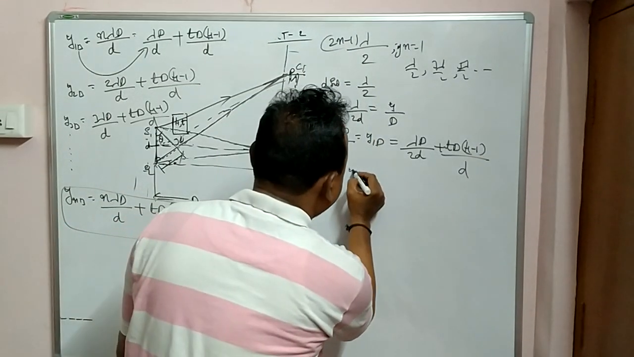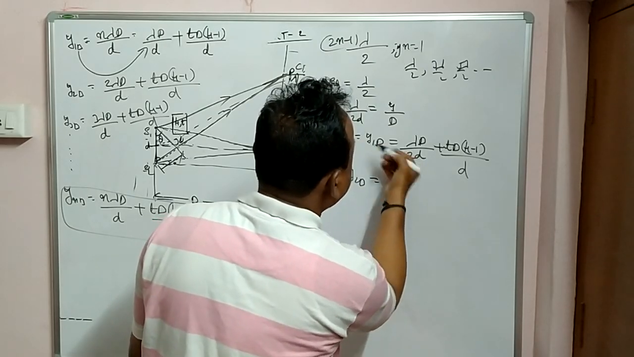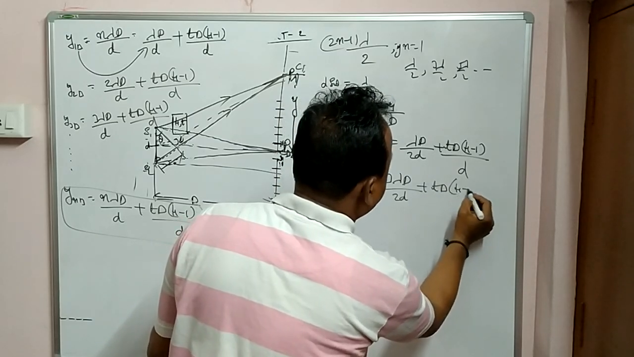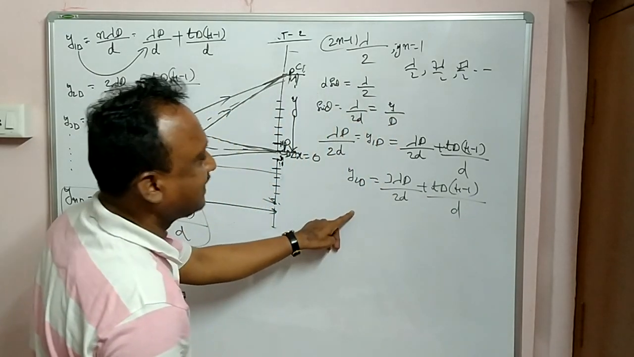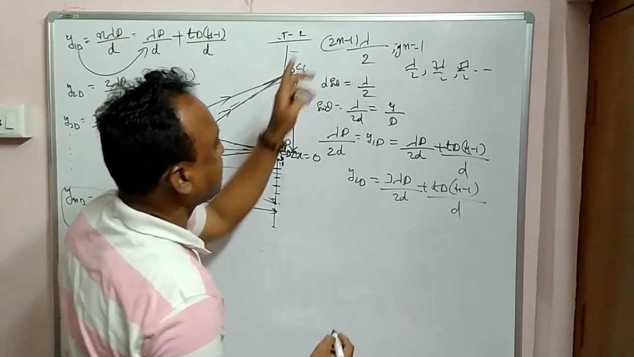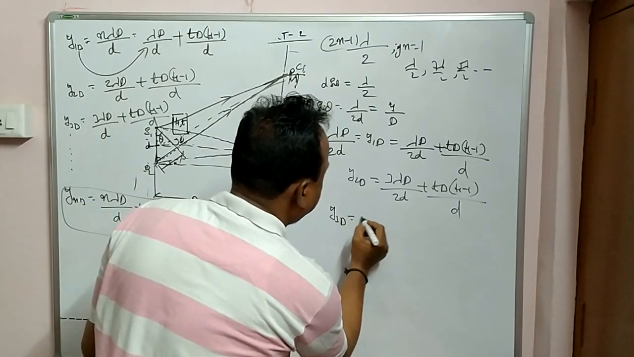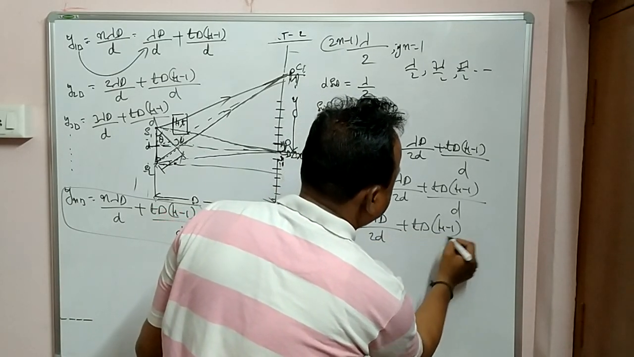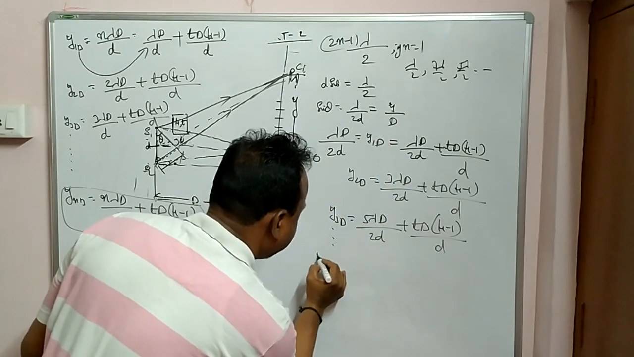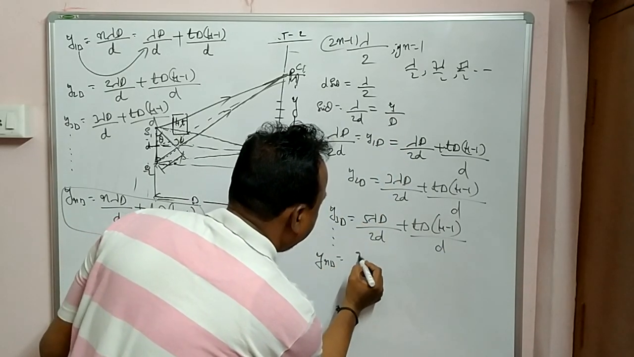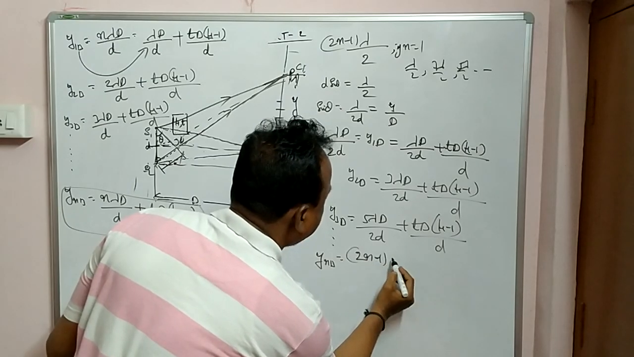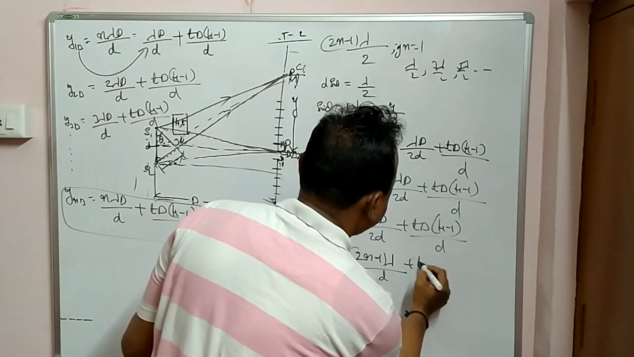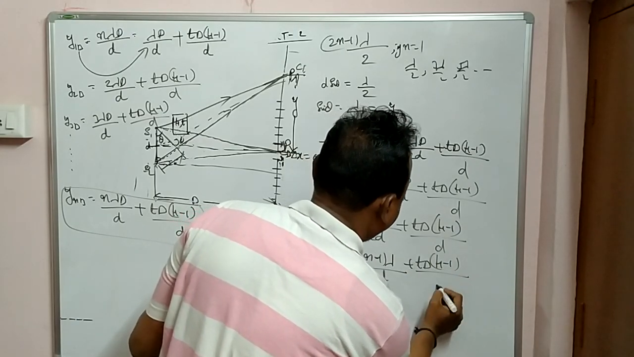అలాగే second dark ఎంత అవుతుంది? 3 lambda d by 2d plus td into mu minus 1 by d. అలాగే third dark, 3 to the 6 minus 1, 5 వస్తుంది. So third dark is shifted to 5 lambda d by 2d plus td into mu minus 1 by d. అలాగే nth dark, please, nth dark 2n minus 1 into lambda by 2d plus td into mu minus 1 by d.